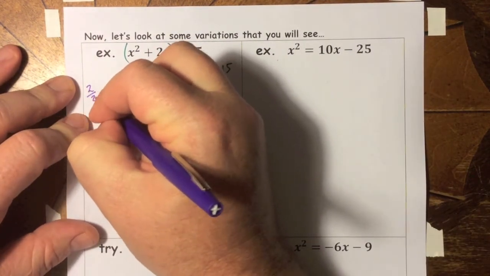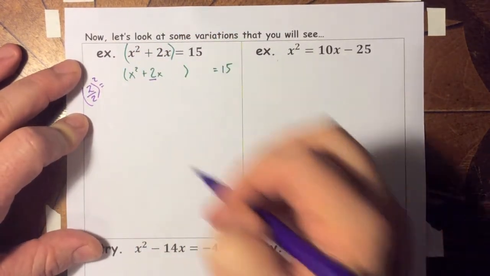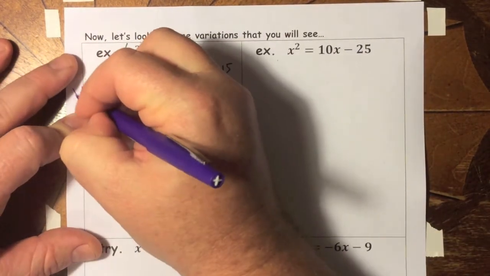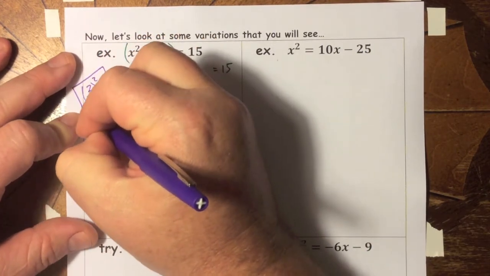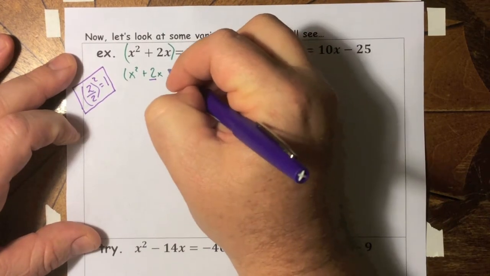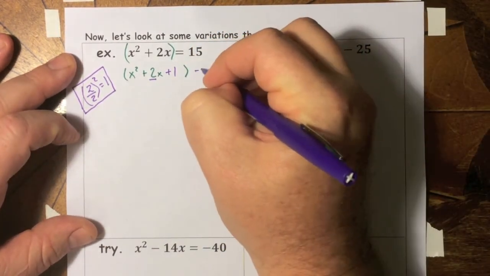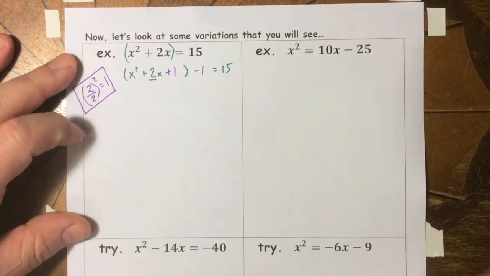I take the 2 and I divide by 2 and I square it. 2 divided by 2 is 1. 1 squared is going to give me 1. That's one of those oddballs that are out there where we end up having 1 as our number here. Don't freak out over that. It's going to work out just fine. I'm going to add 1 on the inside. I'm going to subtract 1 on the outside.